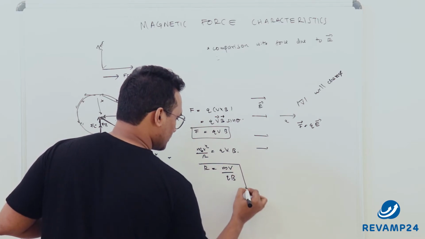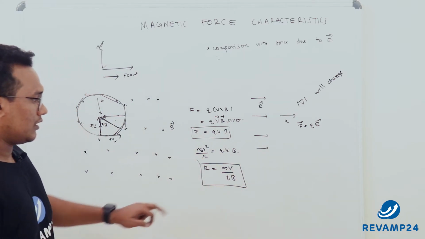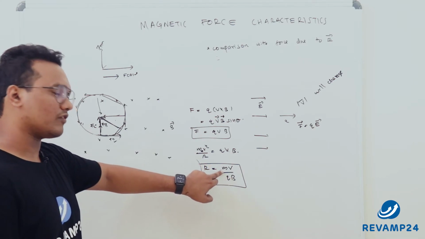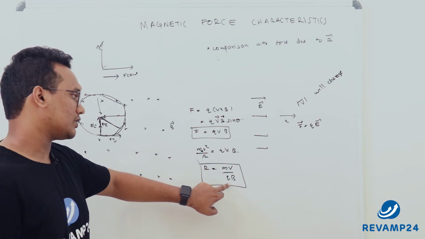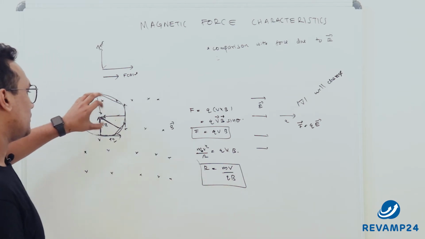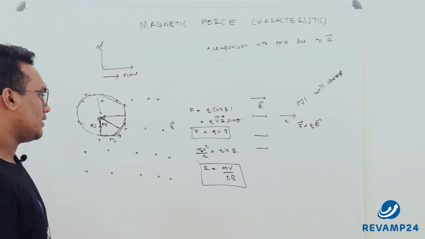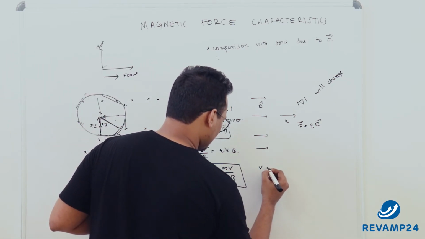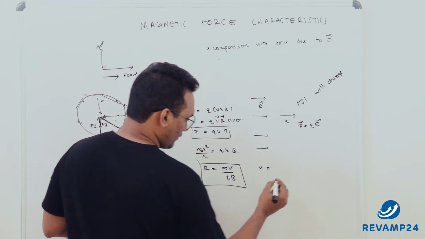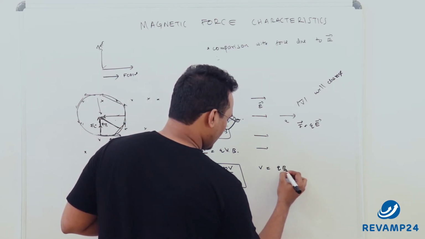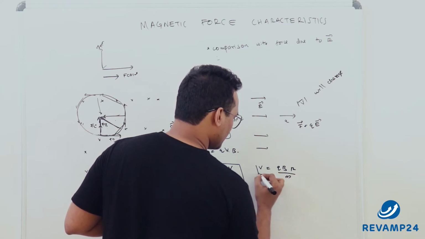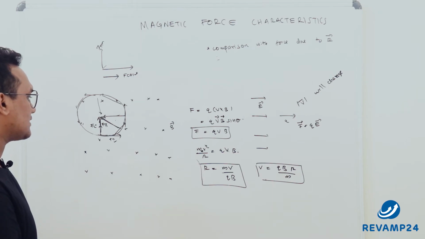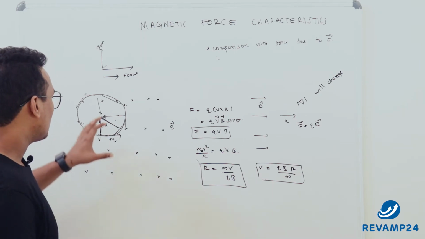Very important relation. r is equal to the magnitude of momentum of the moving electron divided by q into B. So this will be the radius of the circular path. Now here I can also get the value of velocity. Velocity is equal to qBr divided by m. You can rearrange, but in this case we have to find the value of the time period.